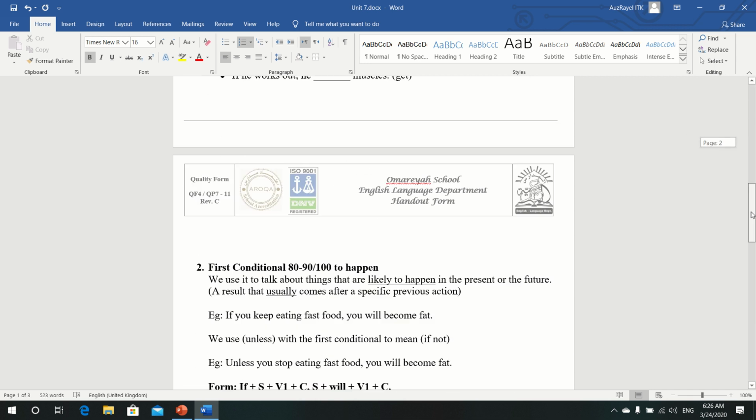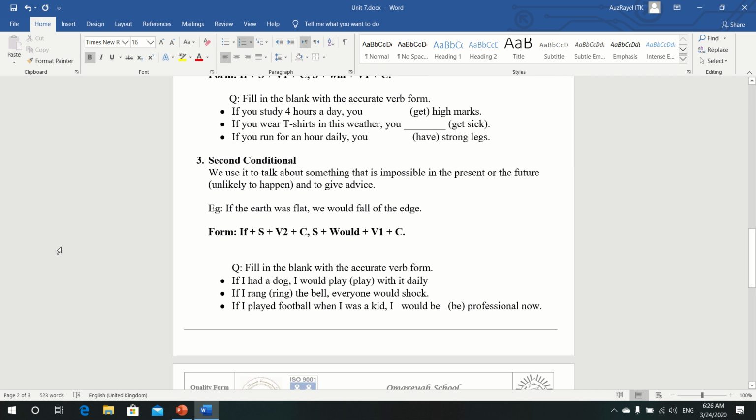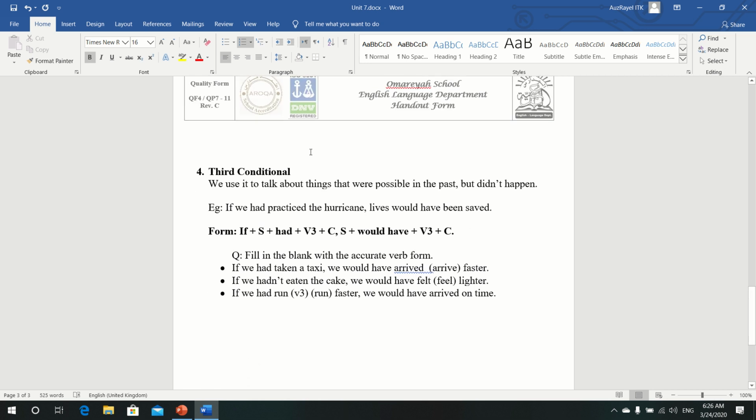So let's go to the second conditional: something that is unlikely to happen. It is unlikely to happen, but still there is hope. So it's above 50%, let's say. And the third conditional is impossible to happen. It's something already done and you cannot change it, so it's zero to happen. Okay, 0% to happen. It didn't pass. It can't happen anymore because it's already done and you cannot change it.